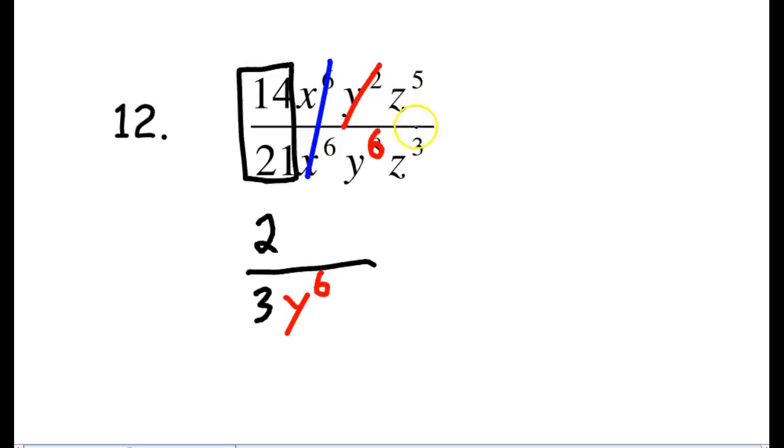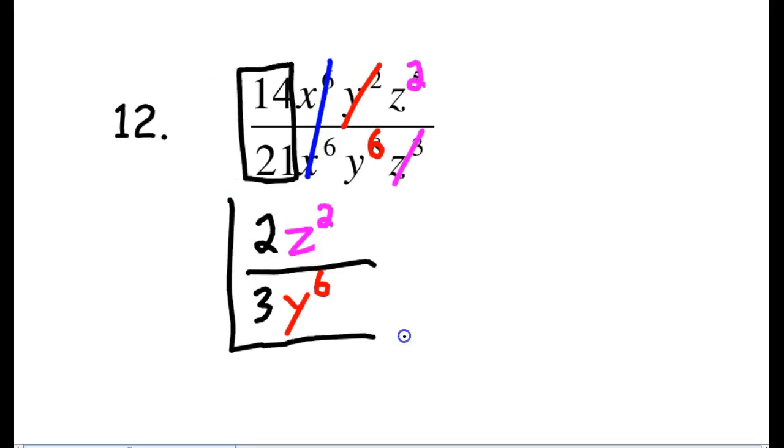And similar here, we'll have 5 on top, 3 on the bottom, so 3 of these 5 will be canceled out, and you'll have 2 left over, because 3 of them got canceled out. Started with 5. So we have 2 left over on top. And there's your final answer.